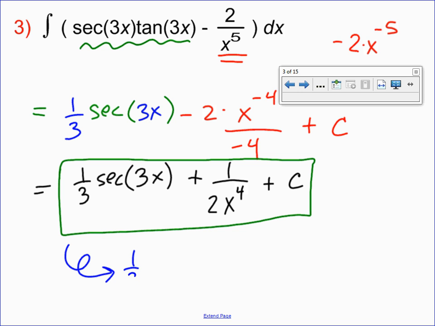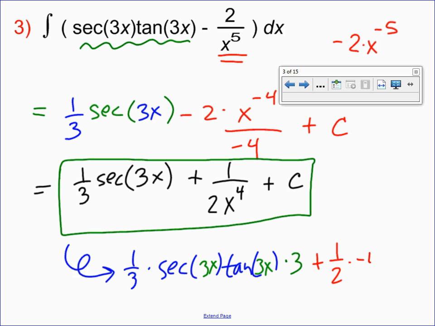Ready? Constant multiplier 1/3 times the derivative of the secant function, which is secant with the angle times tangent with the angle, then times the derivative of the angle. My angle is 3x. So times the derivative of the angle is times 3. Plus, pull out my 1/2. Do a power rule. My current exponent on the power, right? That 1 over x to the 4th is x to the negative 4. So its derivative would be exponent negative 4 times the base raised to the 1 less. The 1 less than negative 4 is negative 5, times the derivative of the base. The derivative of x is just 1.